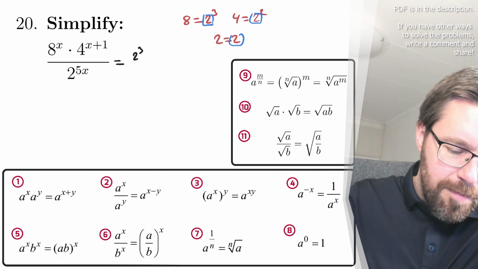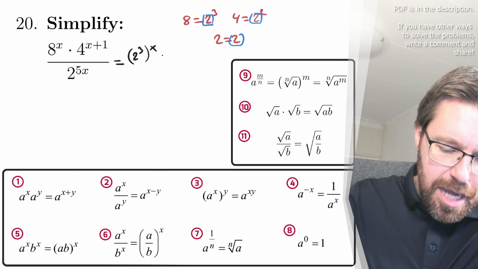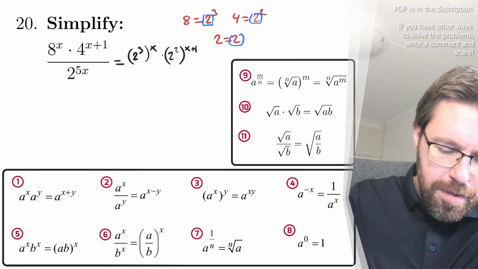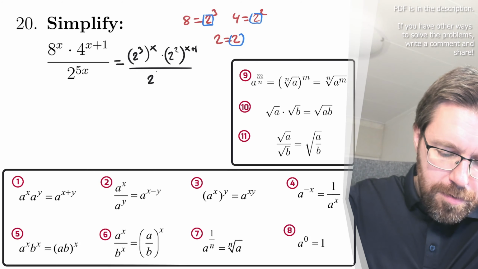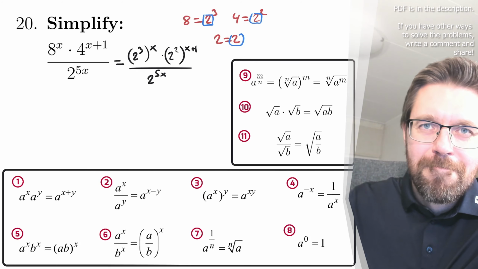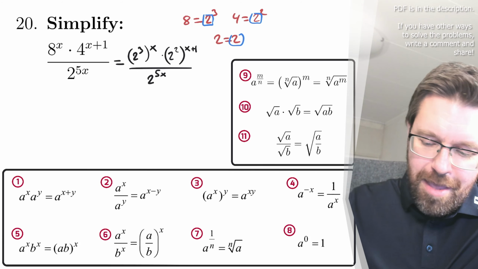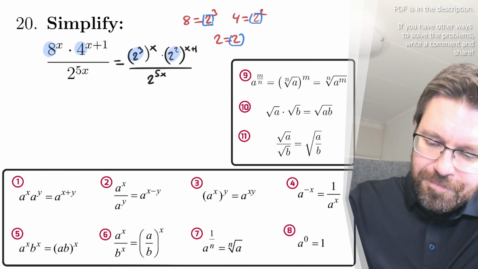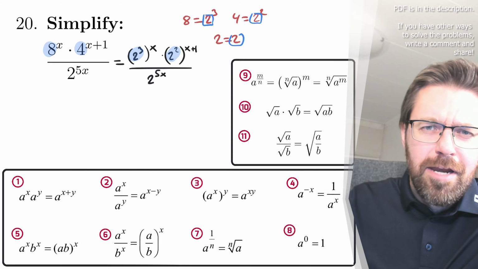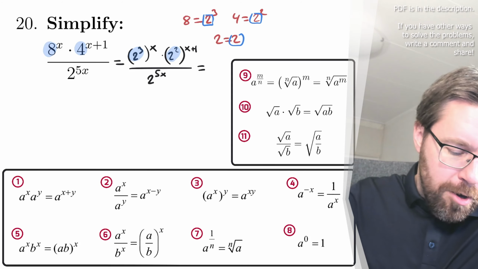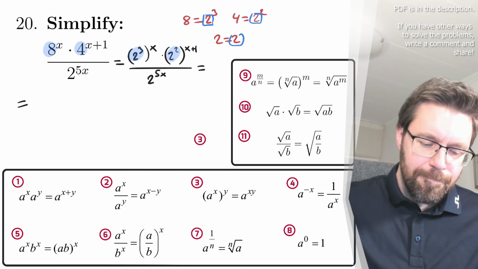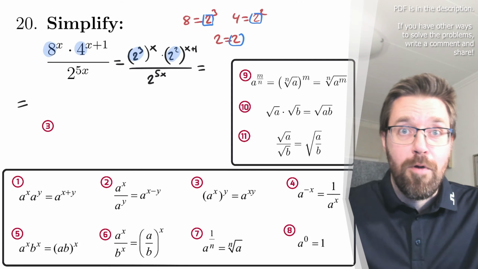2 raised by 3 raised by x times 2 raised by 2 raised by x plus 1, and then divide by 2 raised by 5x. Okay, so this is always a hell of a start. Can you say so in English? Okay, I don't know. We use rule number 3 and multiply the exponents to each other.